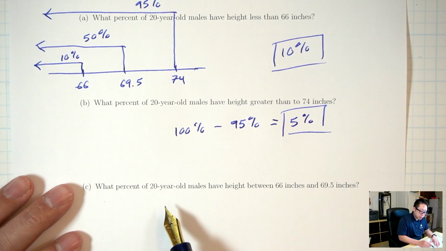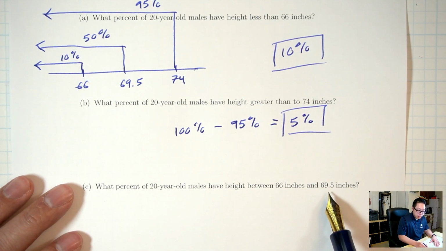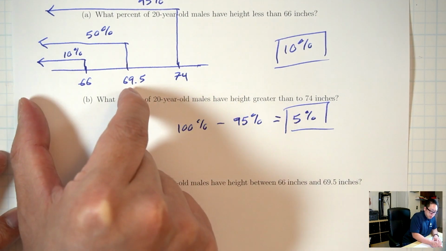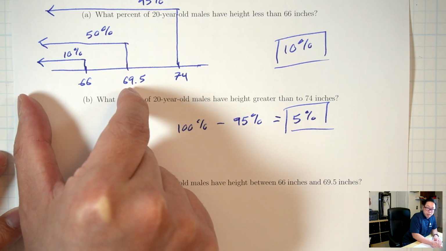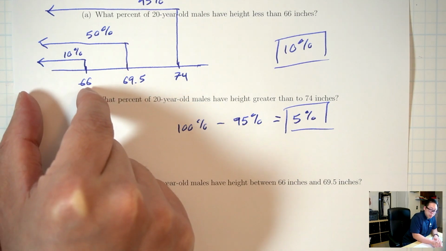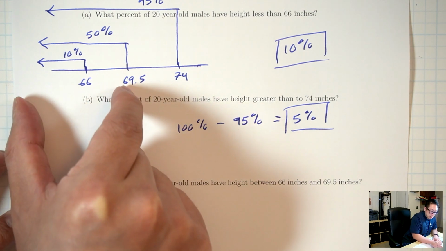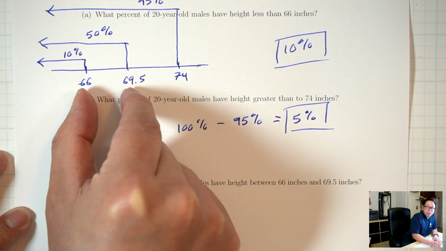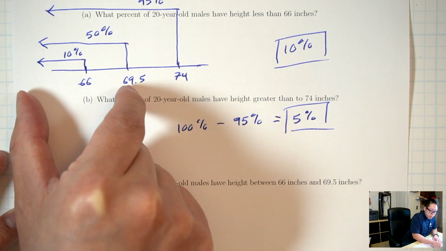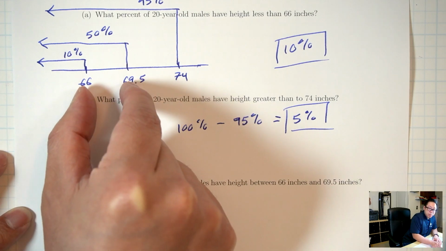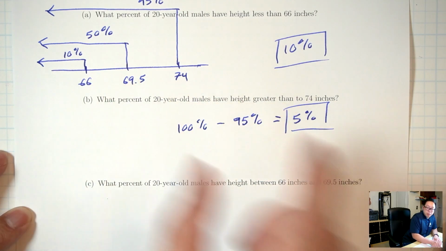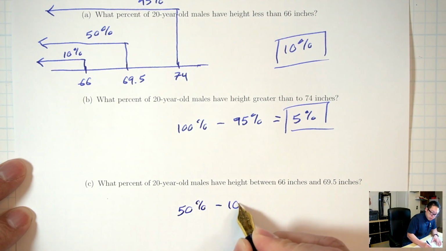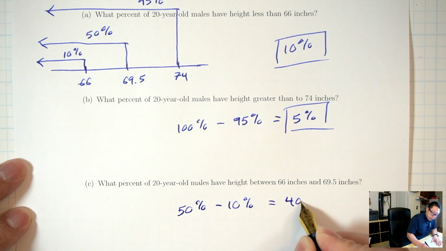Part C, what percent is between 66 and 69.5? I know 69.5 all the way to the left is 50%, and I know 66 all the way to the left is 10%. If I take this and subtract this, that should give me this, which is exactly what I want. So 50% minus 10% gives me between 66 and 69.5. So 50% minus 10%. That's 40%.